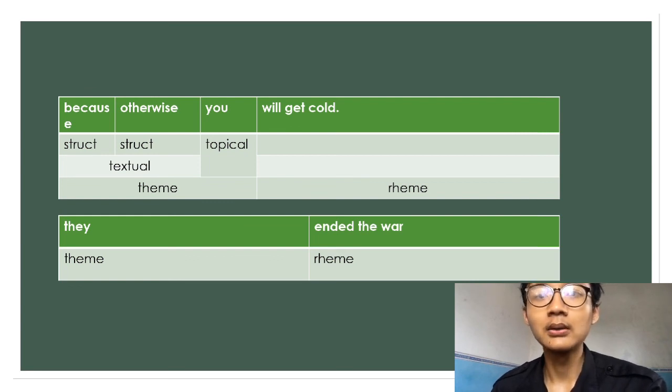Are you wondering why "they" is identified as only theme and not as topical? It is because "they" is not preceded by anything like a conjunction, modal, and vocative.